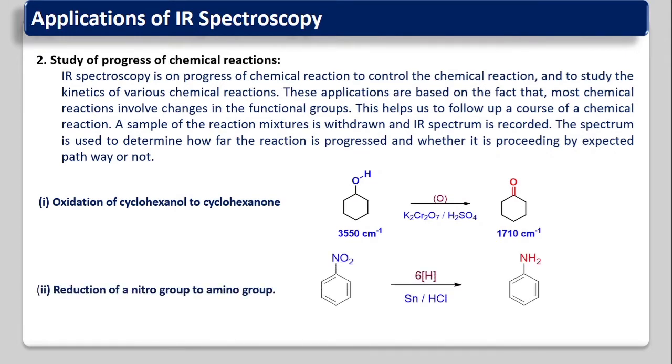The second example is the reduction of a nitro group to an amino group. So the nitro group on reduction gives amino. The nitro group shows IR peaks around 1370 cm inverse and 1540 cm inverse. If those peaks are still there, it means our conversion has not happened. But if these peaks disappear and a new peak is formed at 3300 cm inverse to 3500 cm inverse, it clearly indicates that the nitro is completely converted into aniline. So in this way, IR spectroscopy is used to study the progress of a chemical reaction.